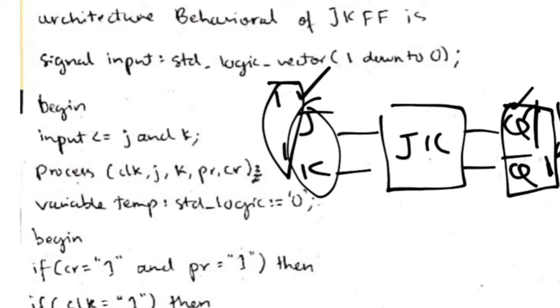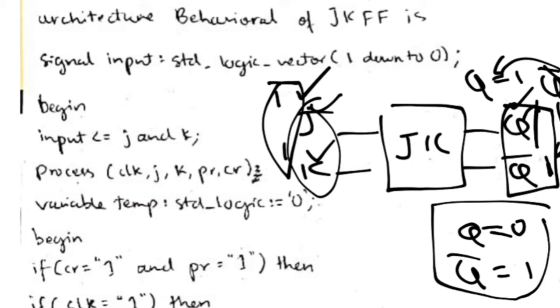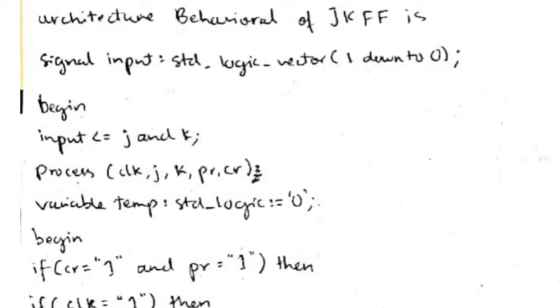Suppose that Q is equal to 1 and Q bar is equal to 0. Then if I make J and K both 1, it will shift the value. Q will become 0 and Q bar will become 1. That's all we are specifying in this code here. Let's see how it's getting specified.